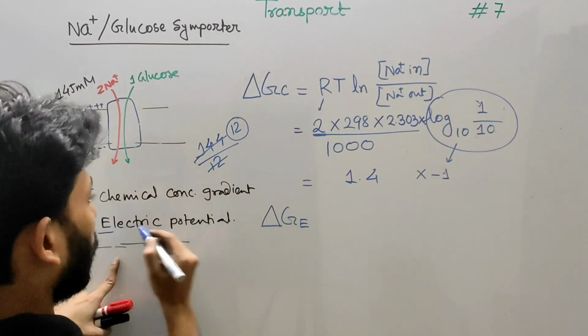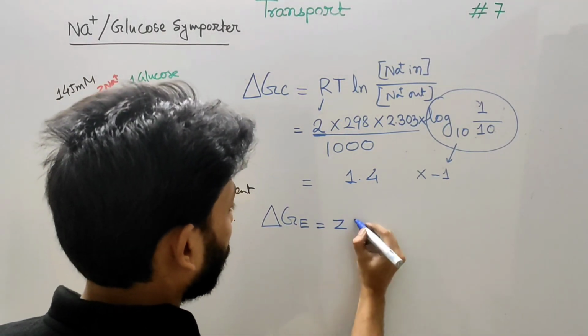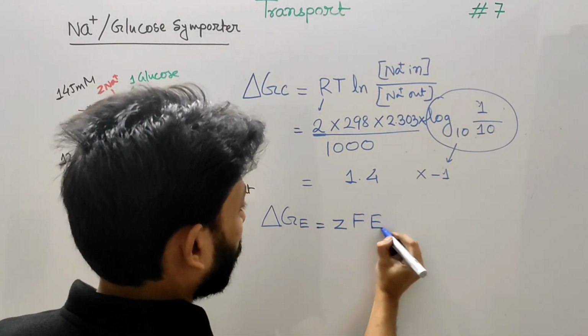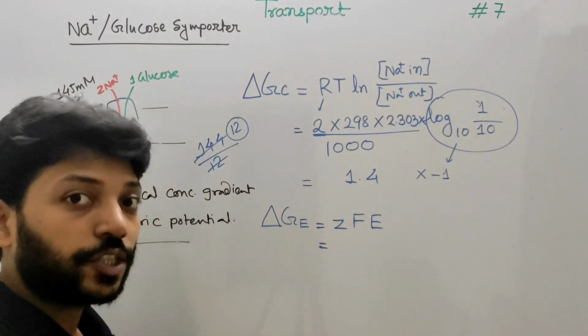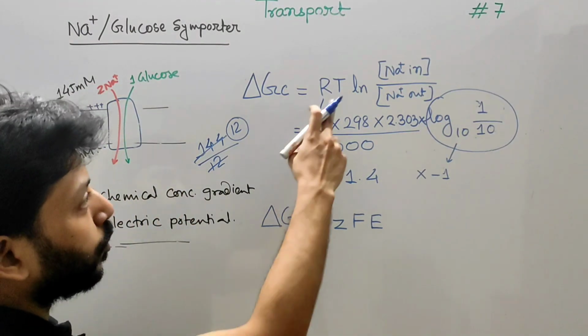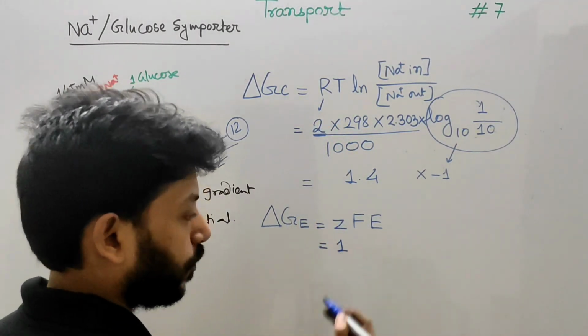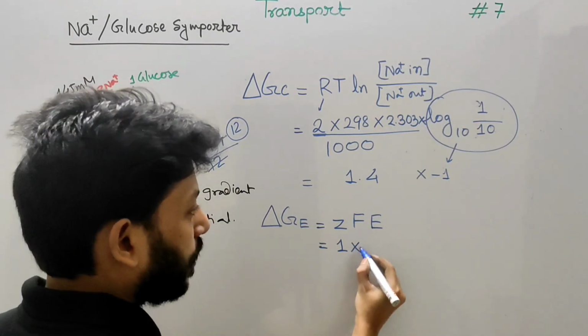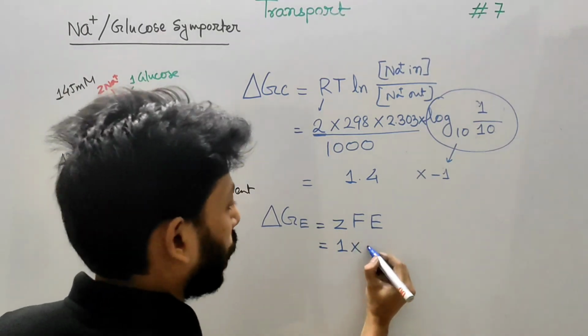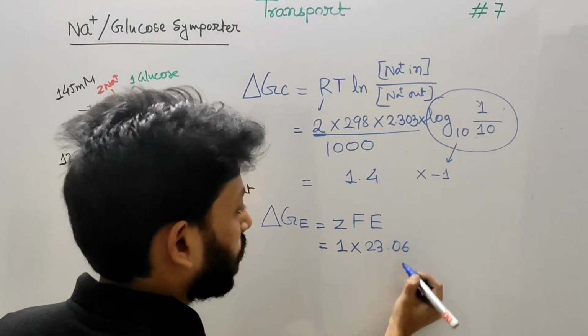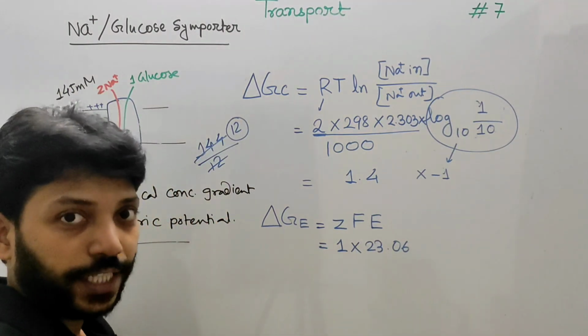E for electric potential, the formula is ZFE. Now Z is the charge of the solute. Here sodium carries a positive 1 charge. F is the Faraday constant. It is 23.06 kilocalorie, so we don't have to divide it.